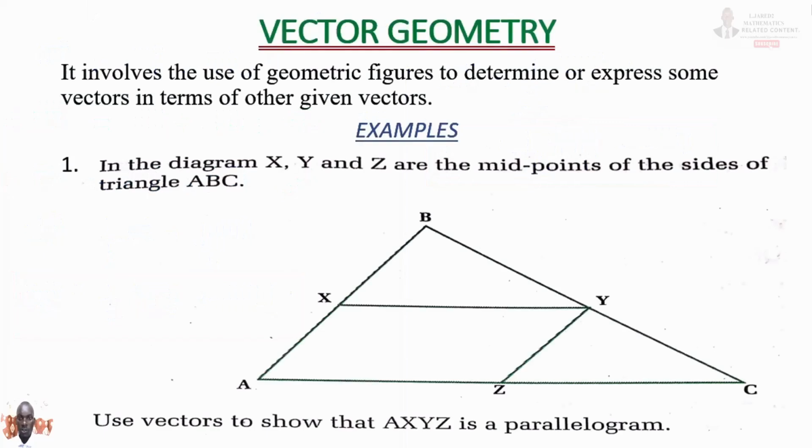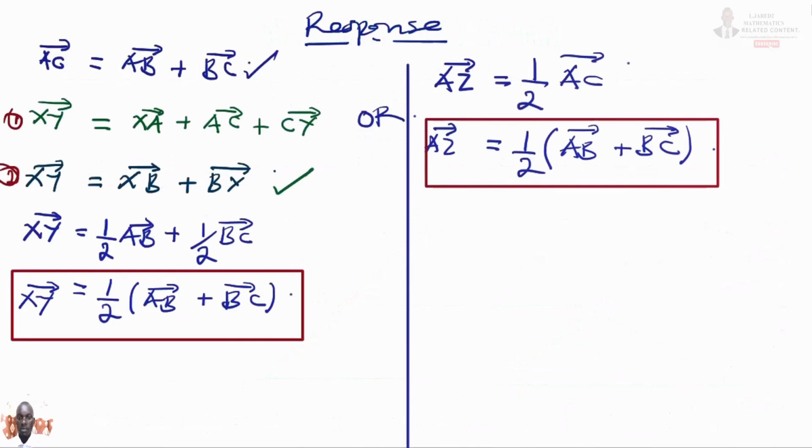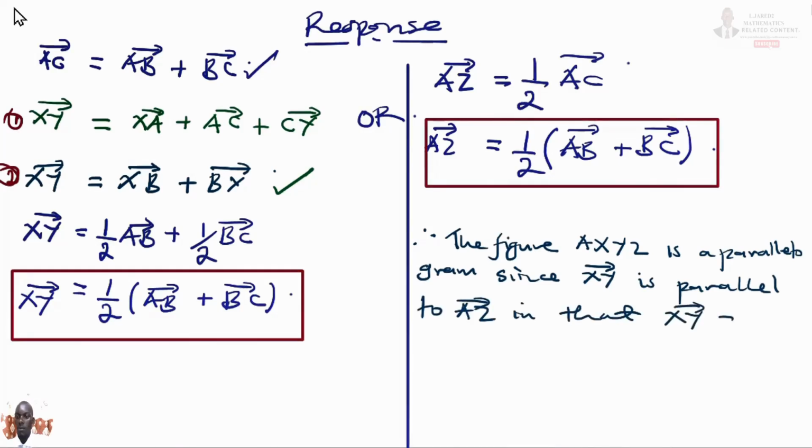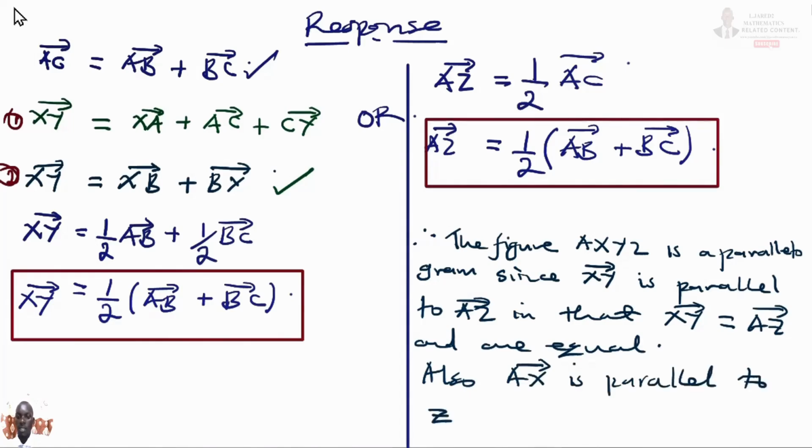Therefore, responding to the question, which asks us to show whether the figure AXYZ is a parallelogram, we deduce that the figure AXYZ is a parallelogram since vector XY is parallel to vector AZ, in that vector XY equals vector AZ and they are equal. Also, the vector AX is parallel to vector ZY. So if these vectors are parallel, it implies that the others are parallel too. Therefore, the figure AXYZ is a parallelogram.